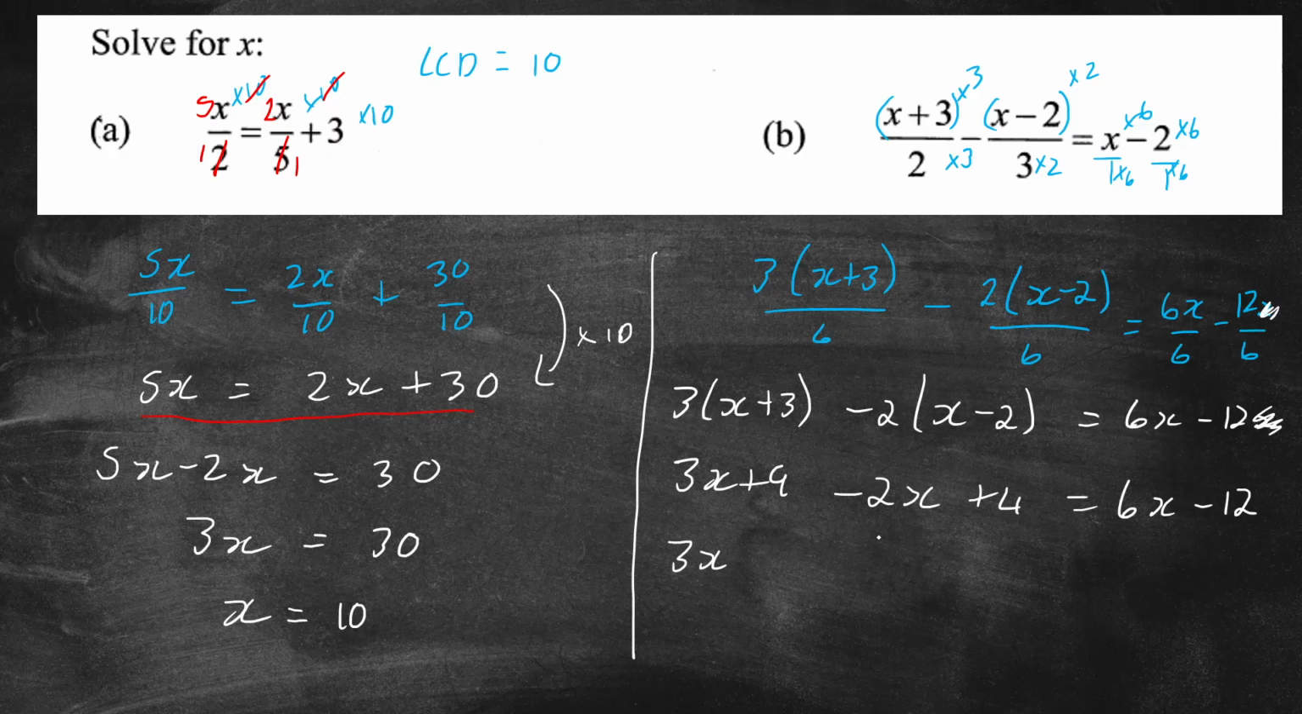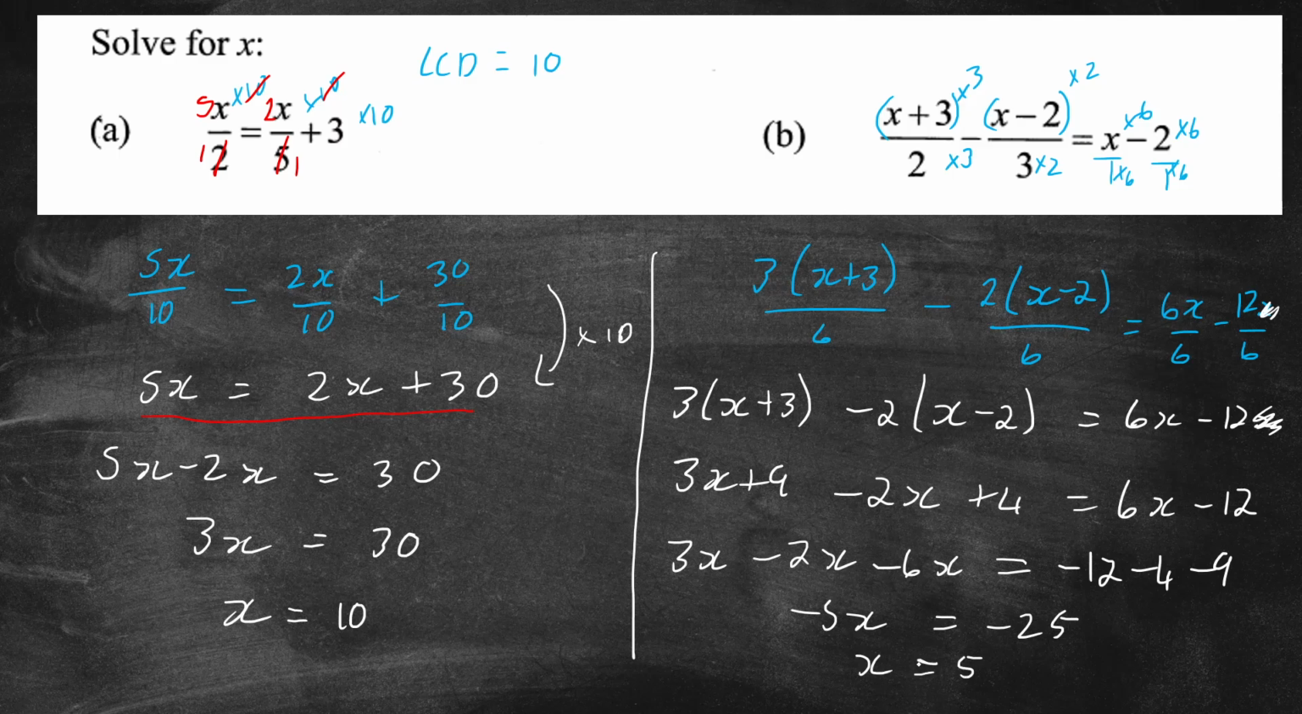Now it's just a normal linear equation. All our x's come to one side, and then we have the constants on the other side. So this is x minus 6x, that gives us minus 5x. This becomes negative 16, negative 25. Divide both sides by 5, we get x equals 5. And that's done.